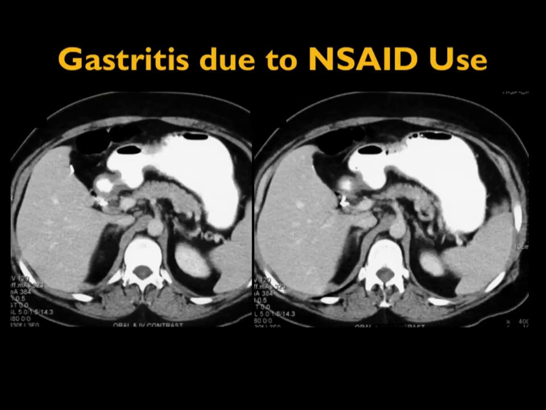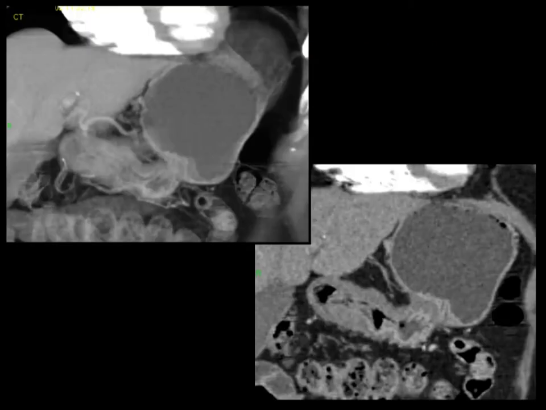Now, there are things that simulate gastric cancers. Patients with gastritis can look identical to an infiltrating gastric cancer. Here was a patient with gastritis due to NSAID use. And you can see in the antrum there's infiltration, there's thickening. Could be carcinoma. Or in this case, infiltration of the stomach in the antrum.